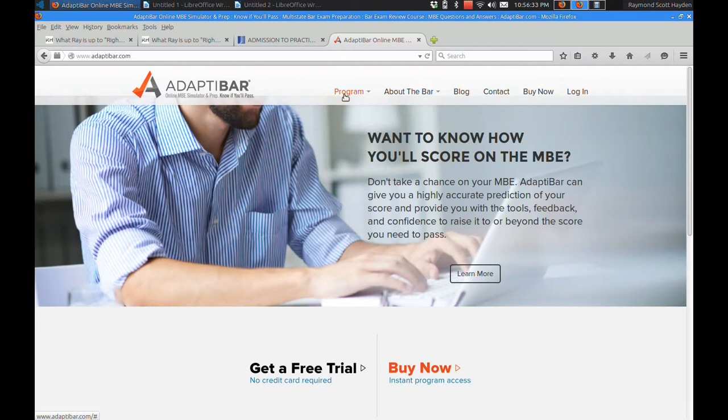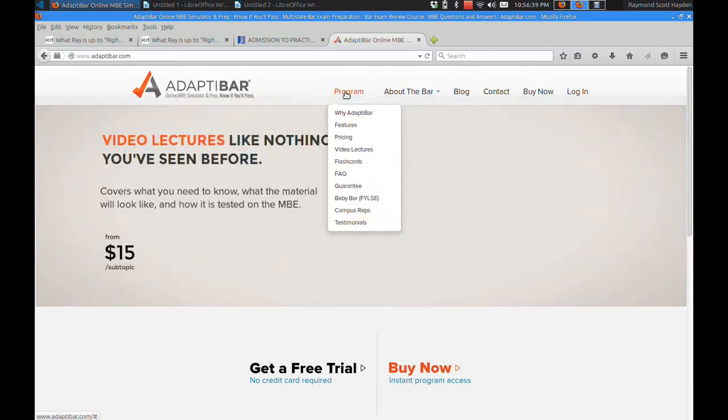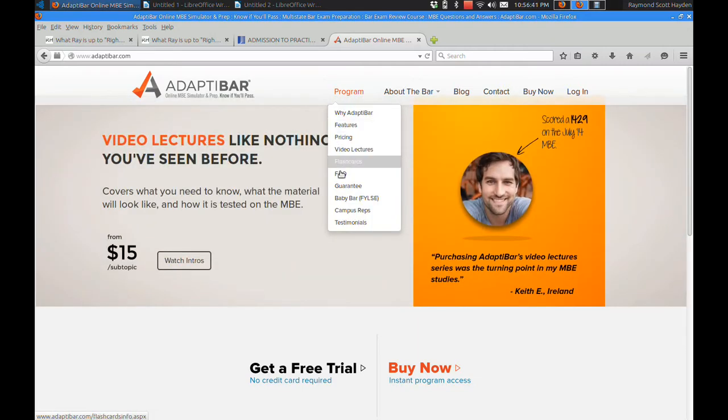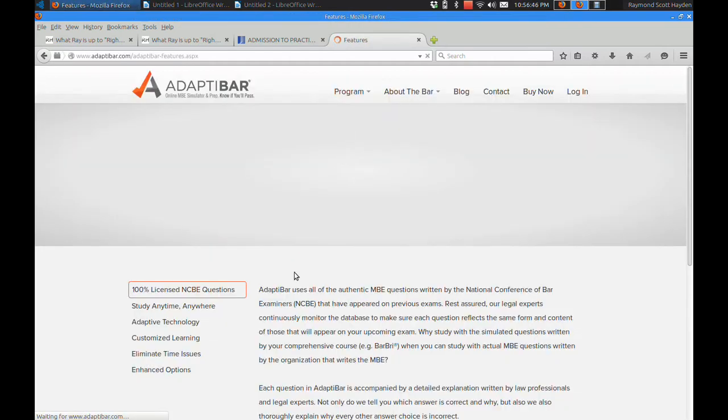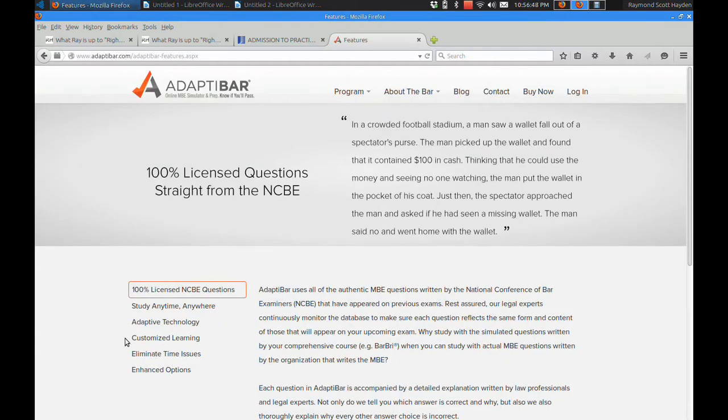This menu bar, it's a horizontal menu bar across the top of the screen here, or the top of this image, and then I'm going to click on Program, and there's a drop-down menu that has a host of pages that I suggest you look through. I'm clicking on the Features page, and then I'm moving to the bottom left, and I'm going to click on a button that says Eliminate Time Issues.